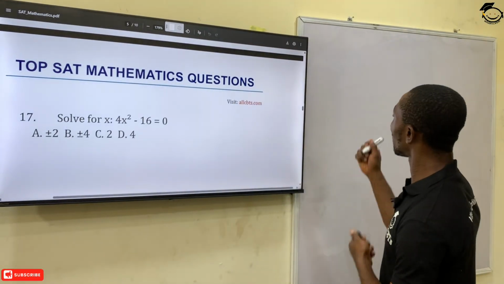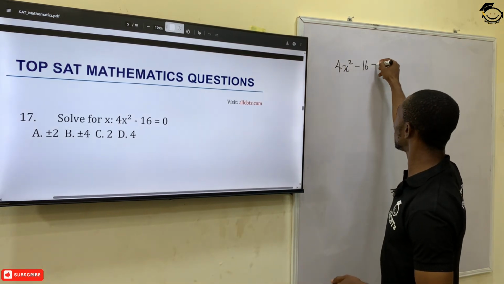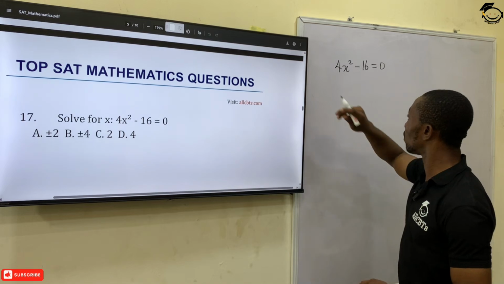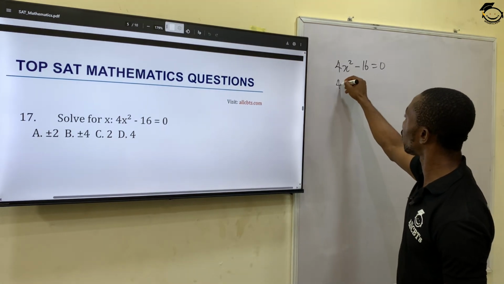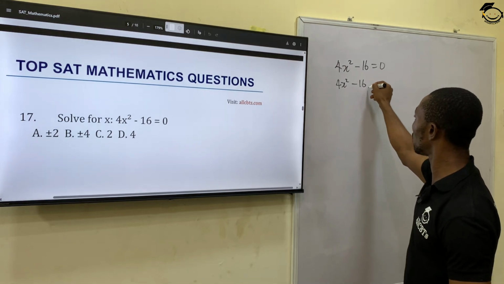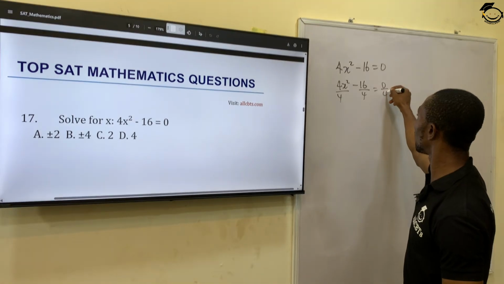Solve for x in 4x squared minus 16 equals 0. Now, for us to do this, we'll first of all divide through by 4. 4x squared minus 16 divided by 4, divided by 4, 0 divided by 4.